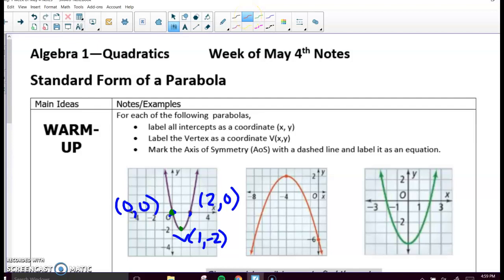Our axis of symmetry. Our axis of symmetry is the line that splits our parabola in half going through our vertex. And they want the equation for our axis of symmetry. It's a vertical line, so it always begins x equals. Because it goes through our vertex at an x value of 1, my equation is x equals 1.